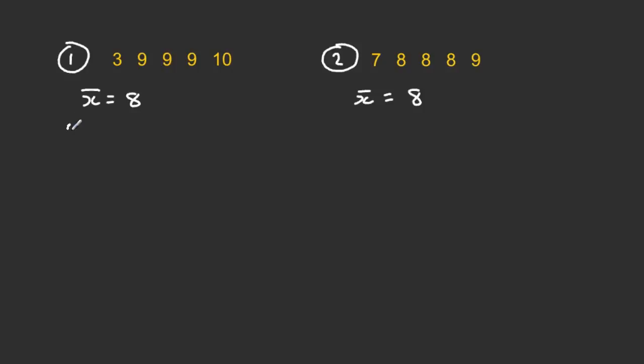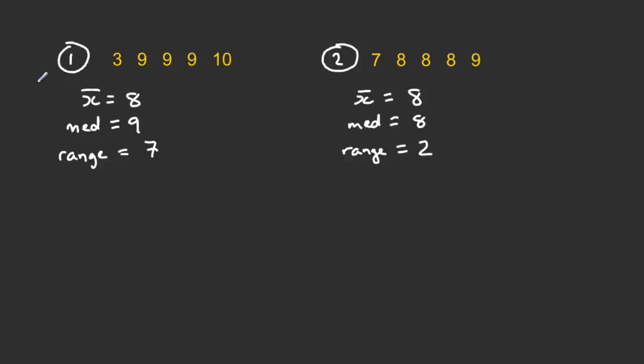This set has a median of 9, and this set has a median of 8. So that already tells you that the data sets are not exactly the same. You could also look at mode, but that would be the same as the median. If we now also consider range, then we can see that data set 1 has a range of 10 minus 3. That's going to be 7. And data set 2 has a range of 9 minus 7, that's going to be 2. And there we see a big difference between the two.